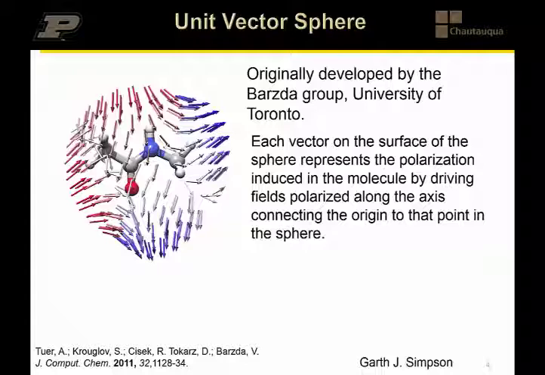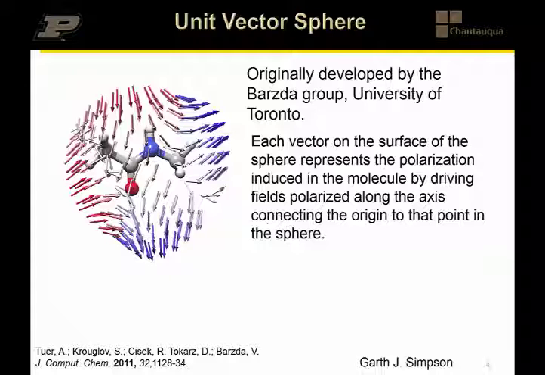So the first alternative representation I'll be talking about is the unit vector sphere. This was originally developed out of Virgus Barsta's group at the University of Toronto, and I think it's one of the most clever approaches for visually representing tensors in a general architecture, be it for individual transitions or for molecular assemblies. So how do we interpret these vector spheres?